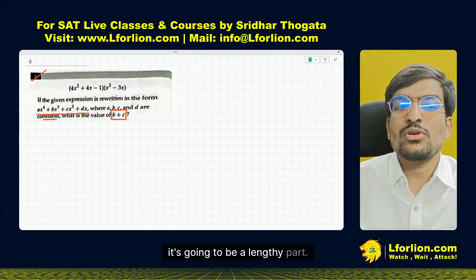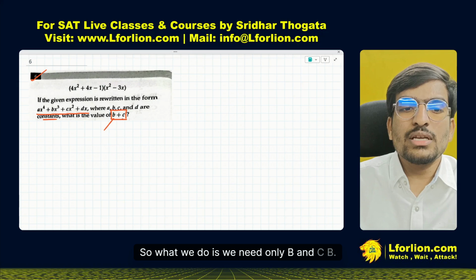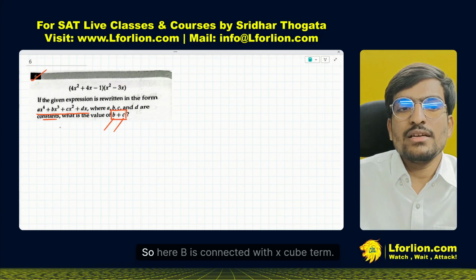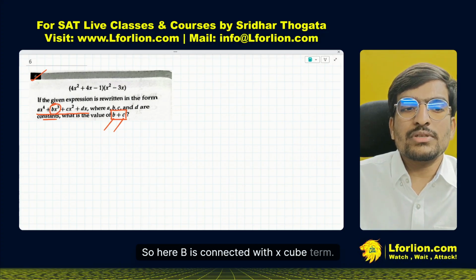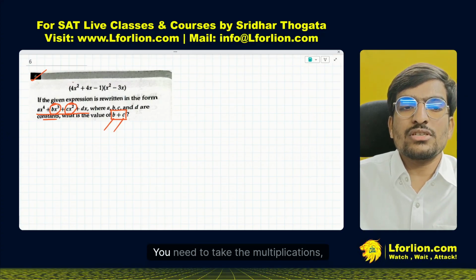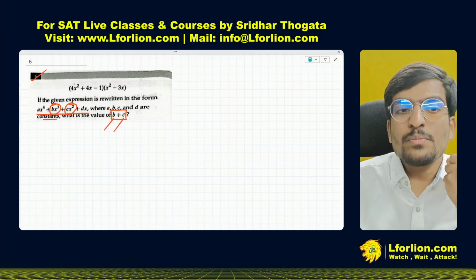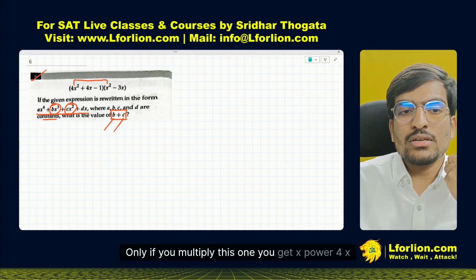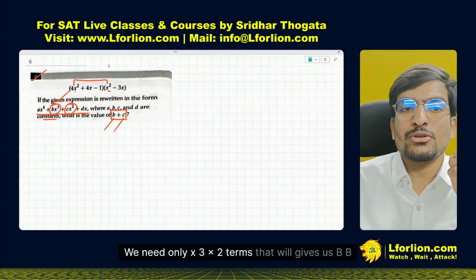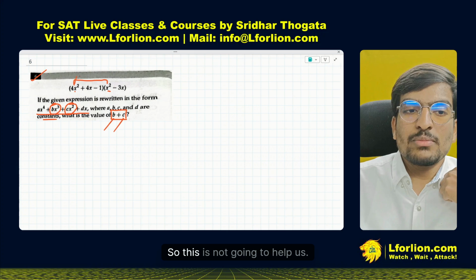But if we do, it's going to be a lengthy part. It's complex. So what we do is we need only b and c. If we get the values of b and c, that's done. Here b is connected with the x cube term, c is connected with the x square term. So you need to get the result of x cube terms and x square terms only. If you multiply this one, you get x power 4, x power 2, x power 4. We need only x power 3 and x power 2 terms. That will give us b value. So let's go one by one. This is not going to help us.